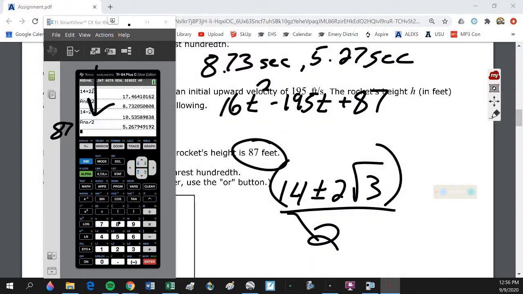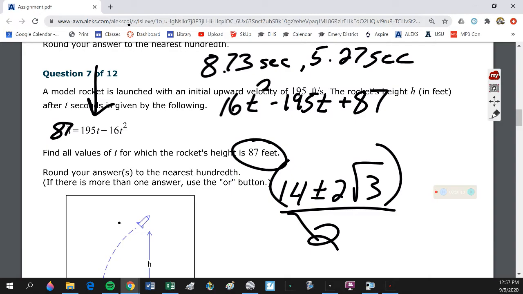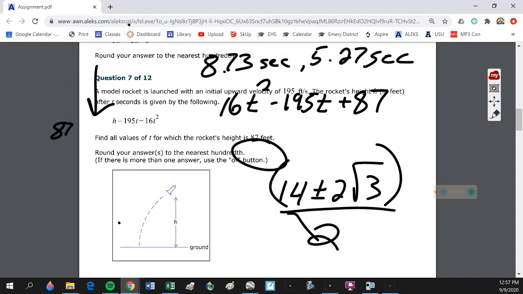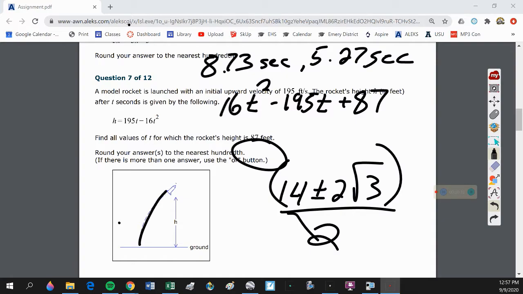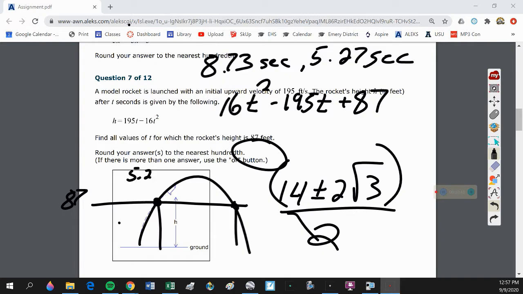So the question asks, find all values of t for which the rocket's height is 87 feet. So the answer is 8.73 seconds and 5.27 seconds. So the rocket goes up and then comes down, and at some point it's 87 feet high. And that occurs at 5.27 and 8.73.